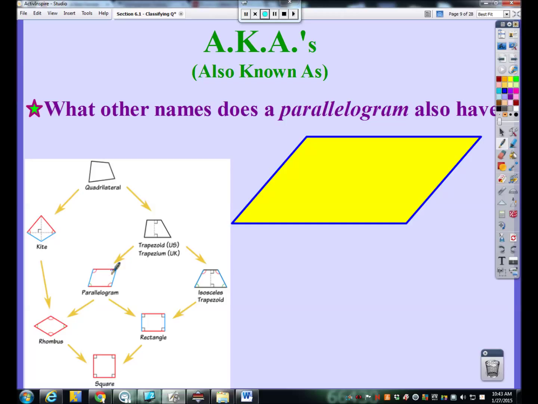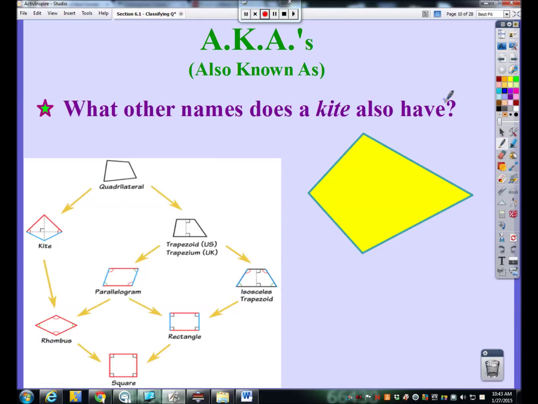A parallelogram. Let's move upstream. Now, you'll notice here there's going to start being fewer and fewer things we can call shapes as we move up the family tree. So a parallelogram could be called a parallelogram, but it could also be called a trapezoid or just a quadrilateral. And that's it. There's only really 2 other aliases parallelograms have.